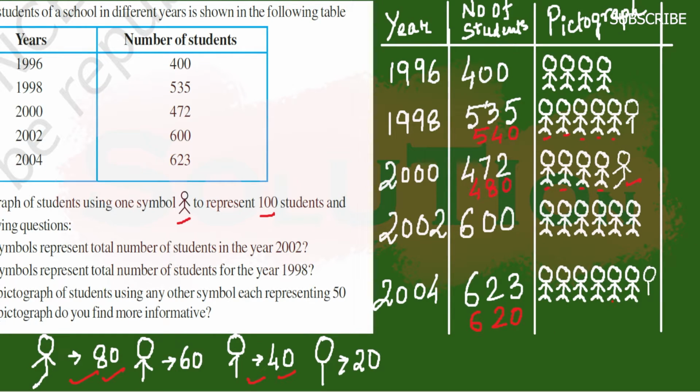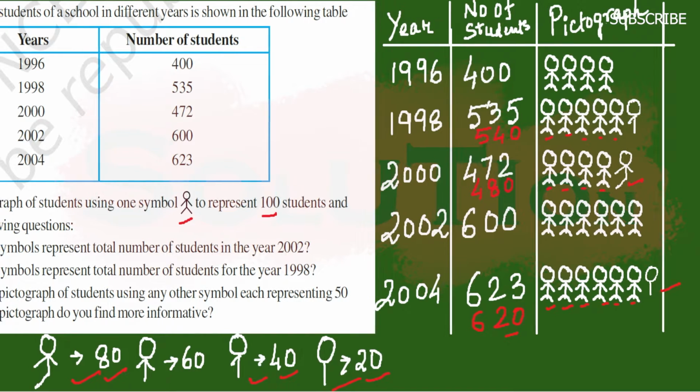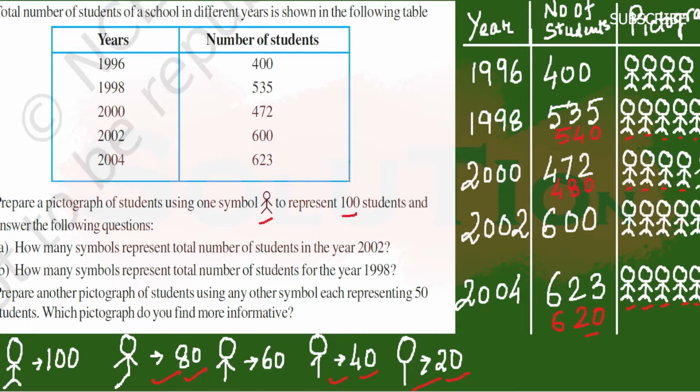And now let's go to 620. Now you can see 6 symbols represent our 600, and for 20 I can consider the symbol with only the body. So this is our 620. So I have already organized the data in a proper way and represented it in the pictograph. Now let's go back to our question.